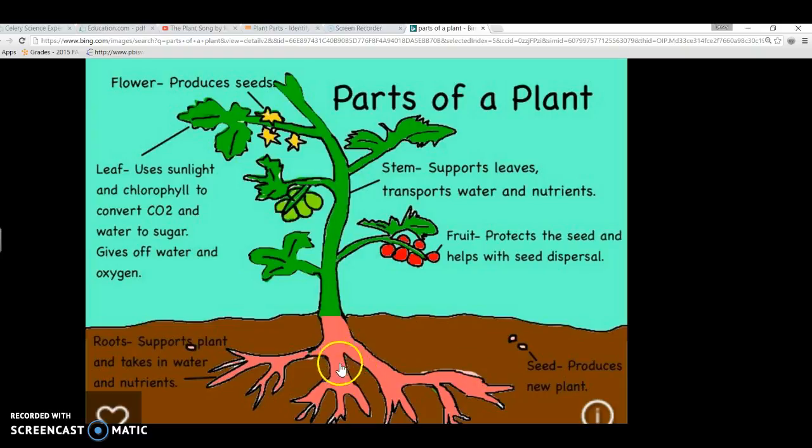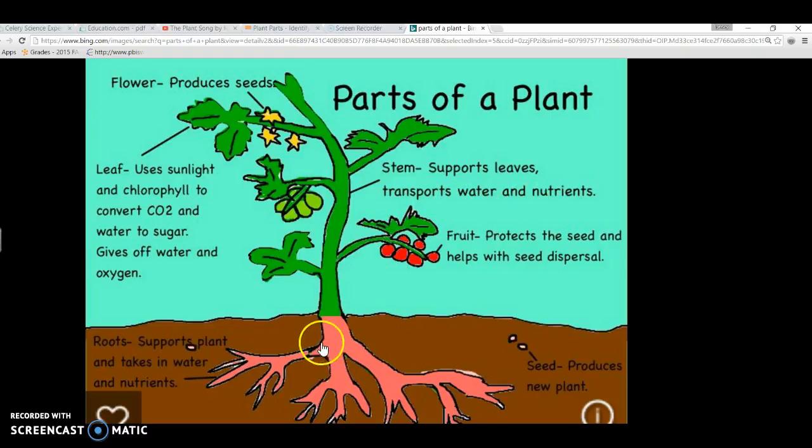So this pink part down here at the bottom, right here, these are called the roots. The roots are used to support the plant and it takes in water and nutrients up through the plant. And then the water and nutrients go up through this green thing right here. And that is called the stem. The stem supports leaves and transports water and nutrients.